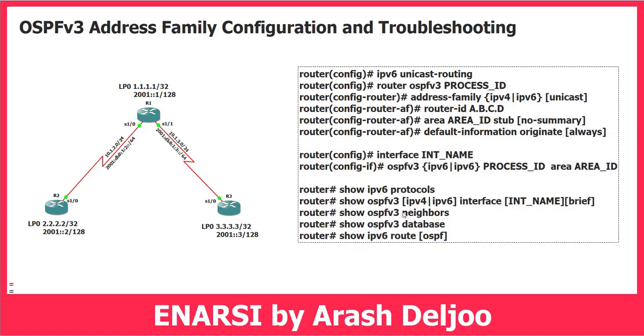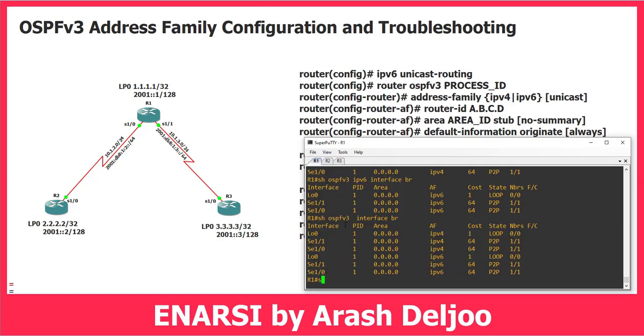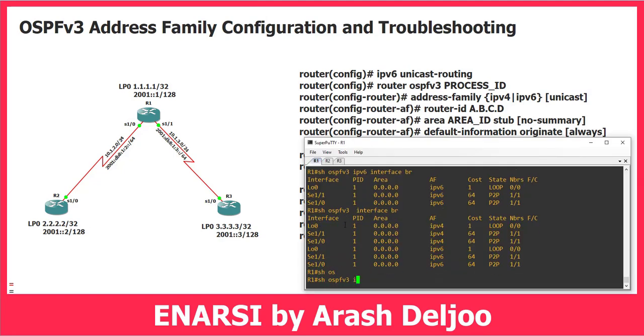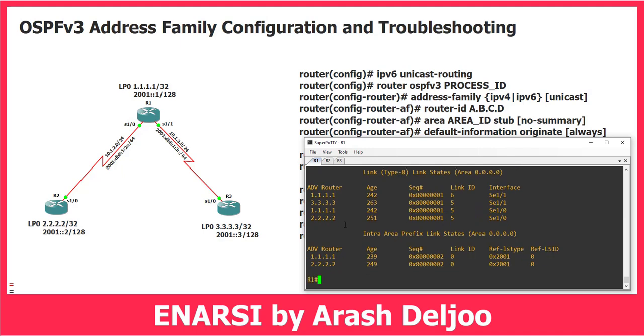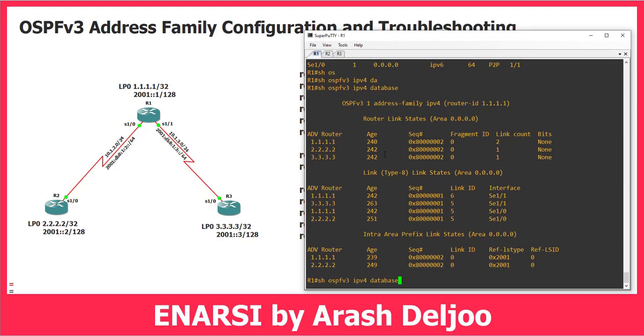Because of that, we can use the term IPv4 and IPv6 before neighbors or before the interfaces. Also about the database, we have a similar condition: IPv4 database, IPv6 database. Let me show you here in router one, show OSPFv3 IPv4 database. And this is the result, exactly the same result that we have in the IPv6 database. Look at here, this is the IPv6 database, same result.